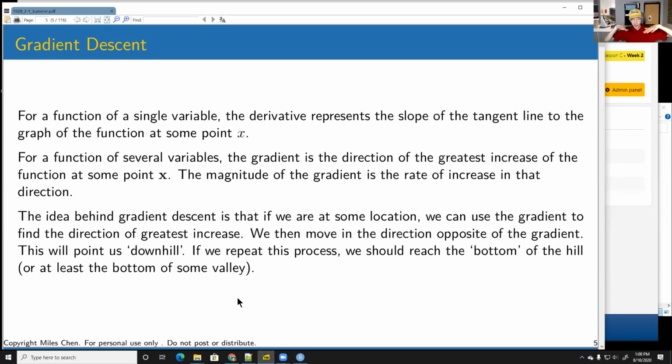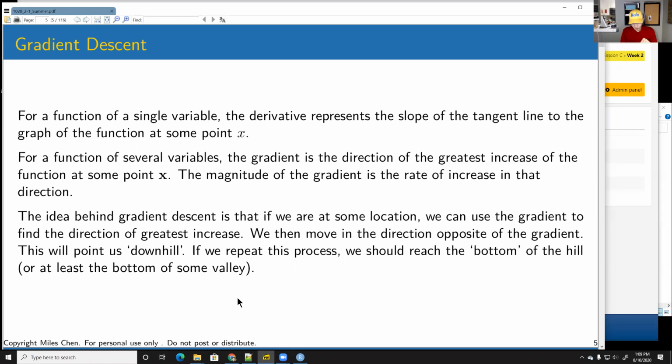Basically, if you imagine some kind of surface, kind of like the surface of a map, in gradient descent we're at some location x, and we use gradients to find the direction that points uphill. The gradient always points in the direction of greatest increase. And if we move in the direction that's opposite of uphill, then we're going downhill, right? So if this way is up, we just go in the opposite direction, that's down. We take a step and we go downhill.